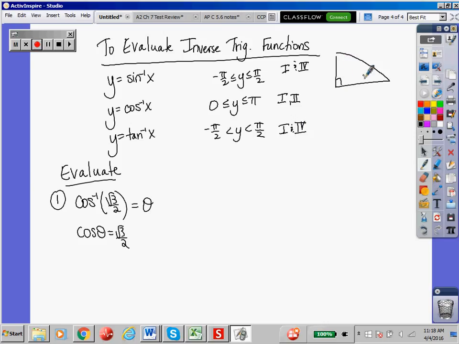All right, so you're going to need your 30-60 right triangle. You're going to need your 45-45 right triangle. And you're going to need your circle. With those 3 things and knowing all students take calculus, you'll be in terrific shape.